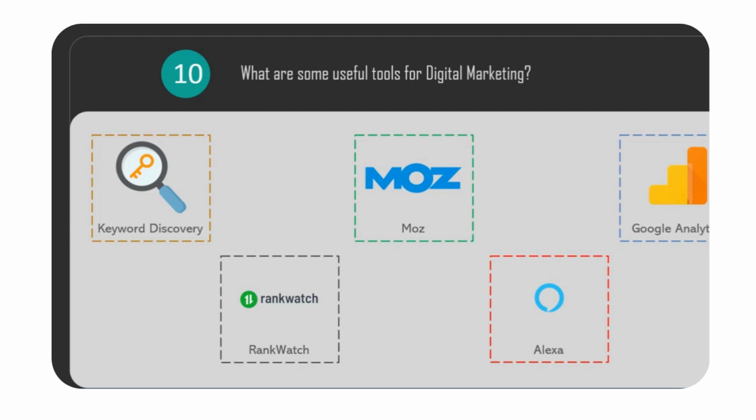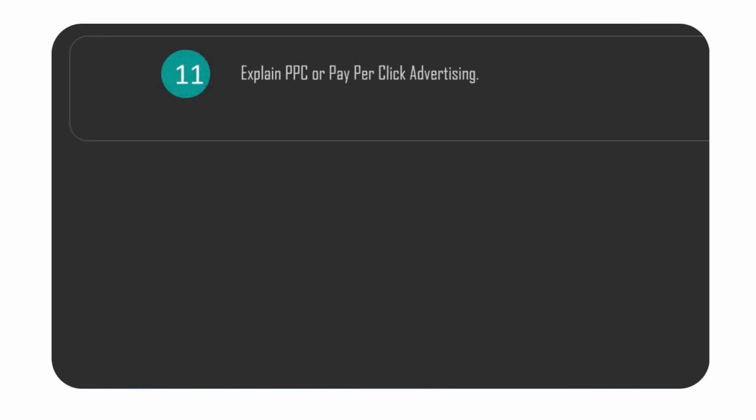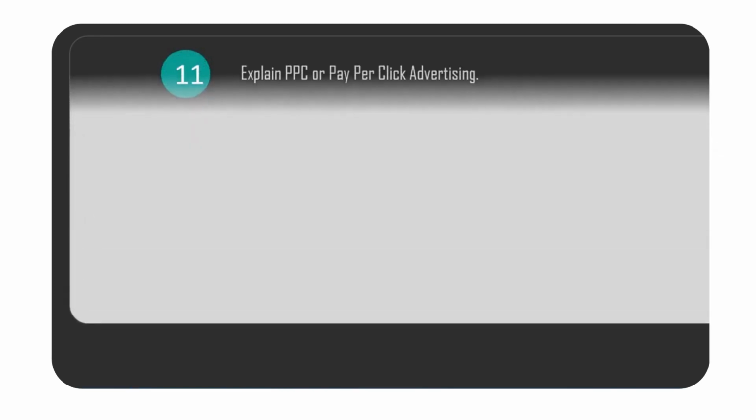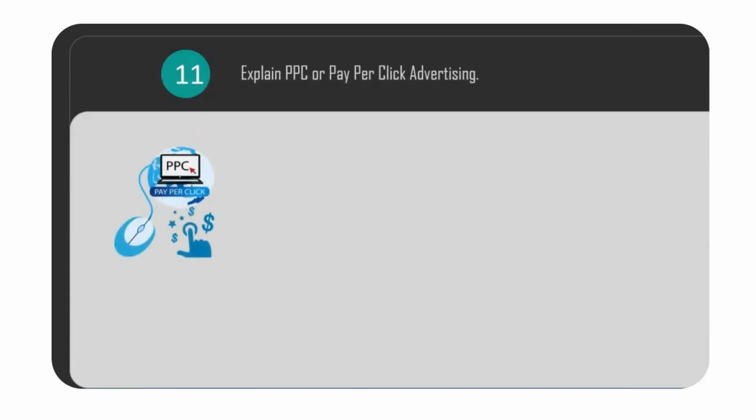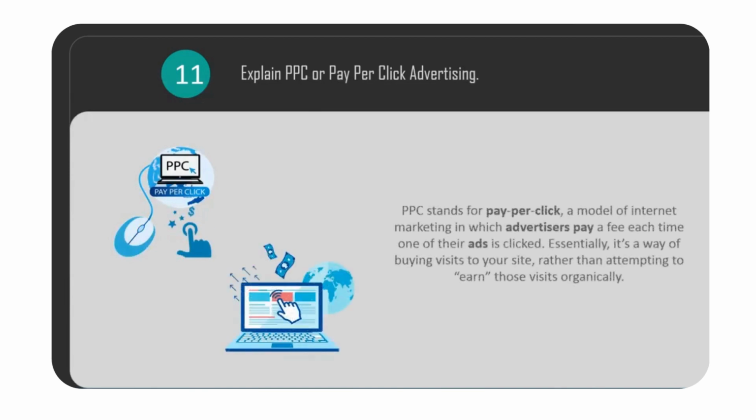Now, moving on to the next question, we have explain PPC or pay-per-click advertising. Pay-per-click is also one of the most predominantly used forms of marketing. PPC is abbreviated as pay-per-click, which is a model of internet marketing in which advertisers pay a fee each time one of their ads is clicked. Essentially, it is a way of buying visits to your site rather than attempting to earn them organically. It is also referred to as sponsored results on the search engine result pages.